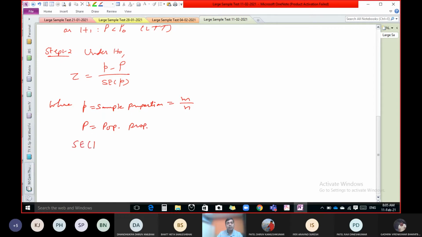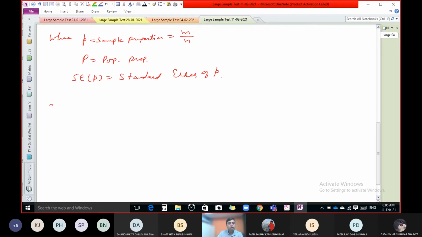And this is the standard error of proportion. Now, the formula for the standard error of proportion is square root of capital P into capital Q upon n. Here capital Q is nothing but 1 minus capital P. So Q equal to 1 minus P, and this is the formula: square root of PQ upon n.